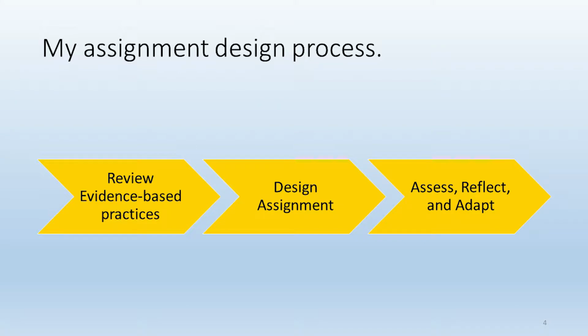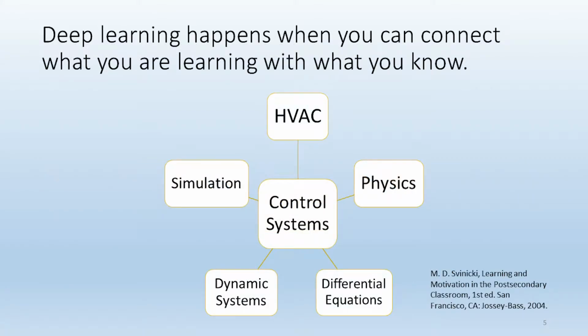So some of the things that I found in literature start with deep learning happens when you can connect what you are learning with what you already know. Hopefully what you already know is accurate. That's a whole different talk in that perspective. And one of those ways to make those connections is a mind map, which is what I've illustrated up here, with control systems at the center, and then the outer ring of bubbles are things that a student may have encountered before coming into the class that this particular class is built off of.